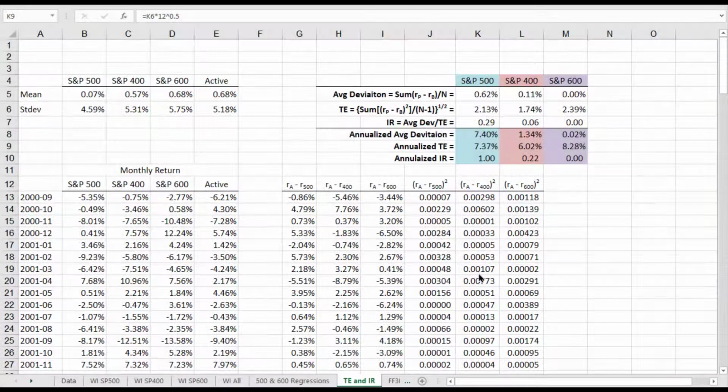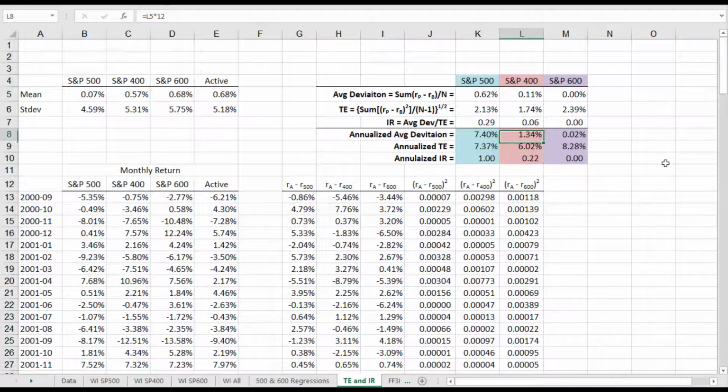So I'm back to the spreadsheet, comparing the different annualized deviations, annualized tracking errors, and annualized information ratios. And we just looked at this and we said this has an annualized information ratio of 1, which means my annualized average deviation is 1 tracking error from 0. So therefore there's an 84% chance.